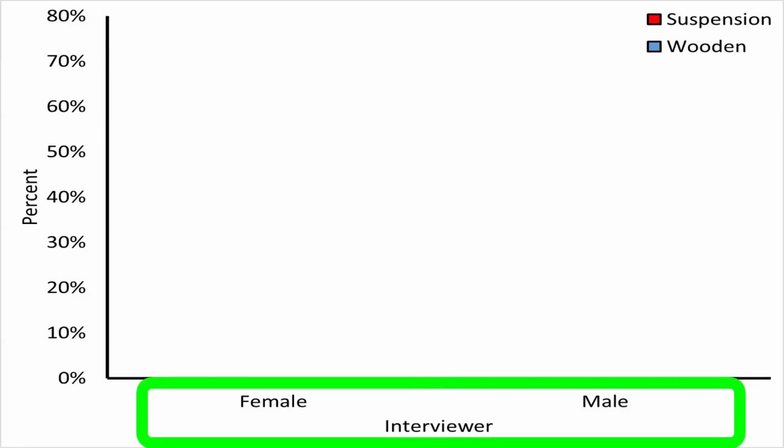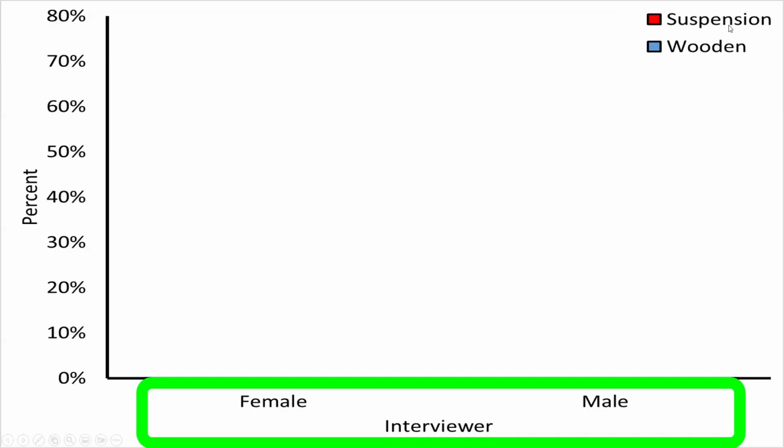So in this case, we're going to put interviewer, female interviewer, or male interviewer. That goes on the x-axis here. Your other categorical variable, and I don't have a nice little green box to come up here, will be in the legend, and it'll be the colors of your bars.